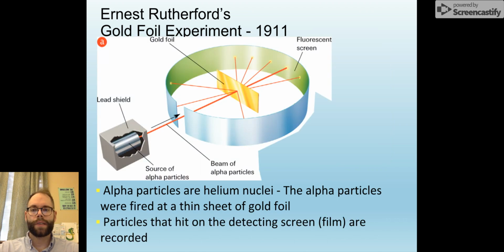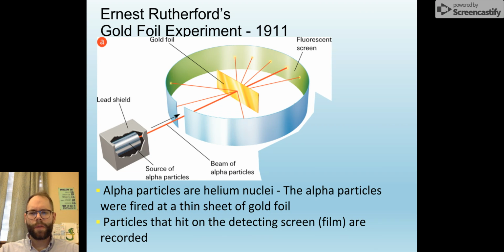The next step forward in discovery of the atom came from Ernest Rutherford in 1911. He did something called the gold foil experiment. So you guys learned about alpha particles in the last unit. They're basically helium nuclei, right? So he shot them into a thin sheet of gold foil.